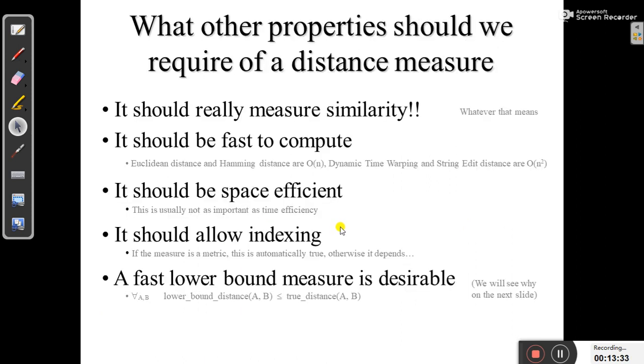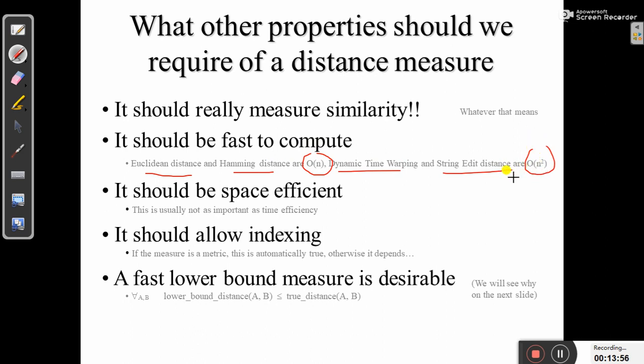So what other properties should we require of a distance measure? It should really measure similarity. It should be fast to compute. Here you can see that Euclidean distance and Hamming distance have complexity O of n, and dynamic time warping and string edit distance are O of n squared.